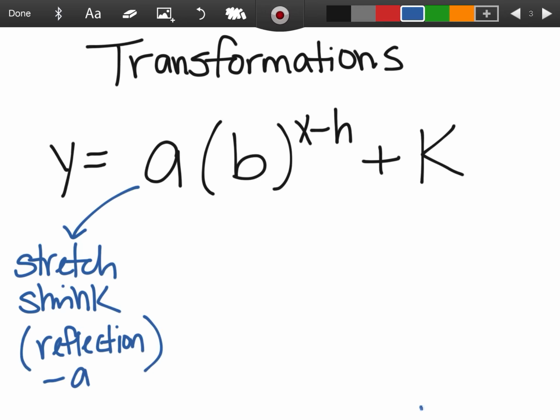Then B tells us if it is growth or decay, but in all of today's examples, B is going to be 2 because of the parent function. So it's going to be growth for the most part today. So growth or decay: if it's greater than 1, it's going to be growth. Less than 1, it's going to be decay.